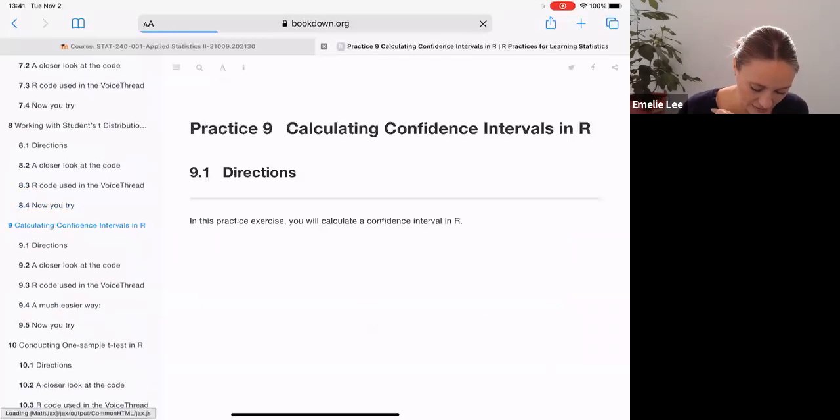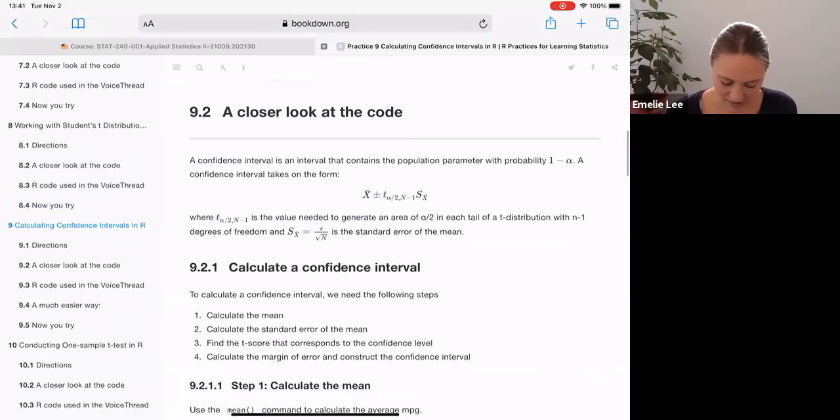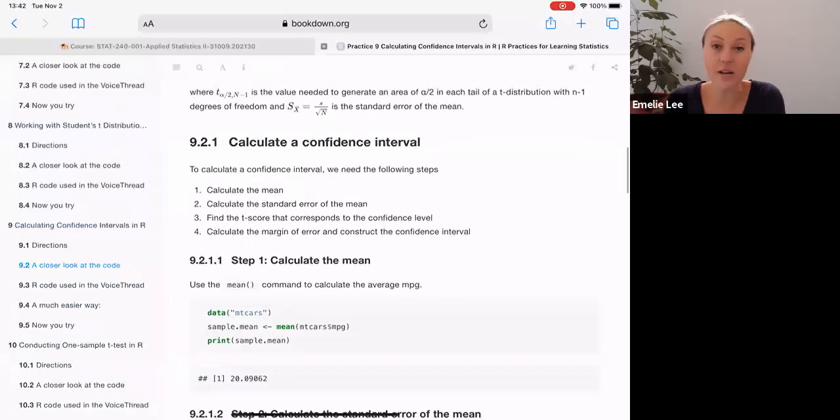even things like calculating confidence intervals, right? He's got a video to start, and then they take a closer look at the calculation. That looks nasty, right? But it's just a t distribution. As soon as we have a mean, we have a t distribution. Alpha over 2 is our area in one of the tails, and then we have n-1 degrees of freedom.